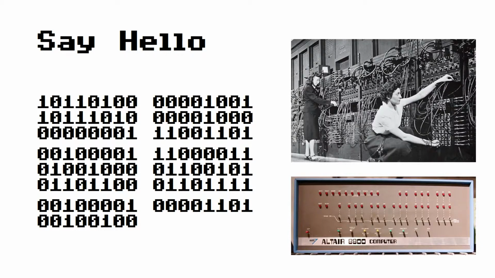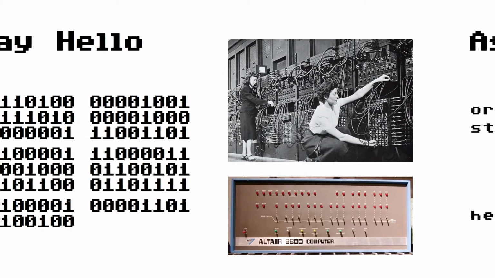The two women in the picture, Marilyn Meltzer and Ruth Teitelbaum, were two of the 6 women who programmed the ENIAC to calculate things like artillery ballistic tables, and were the world's first real programmers. The picture at the bottom is the Altair, the first microcomputer kit launched in 1974. It was programmed by toggling those silver switches you see on its front.